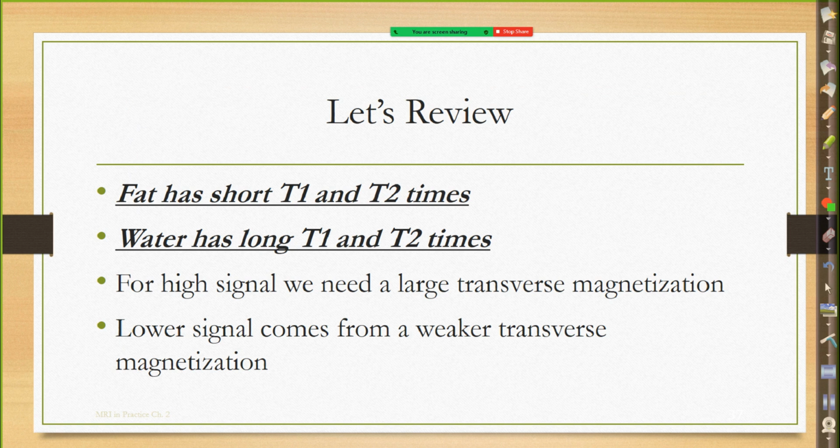So let's review. So remember, fat has short T1 and T2 times. So it recovers very quickly, that's what the T1 means, and it decays very quickly due to its properties. Gives off energy to the lattice very fast, gives off energy to the neighboring spins very fast. Water is the opposite. It has longer T1 and T2 times, so it gives off energy to the lattice or surrounding environment a lot slower, less efficient energy exchange, and gives off energy to the neighboring spins a lot slower because it's a free-flowing molecule.